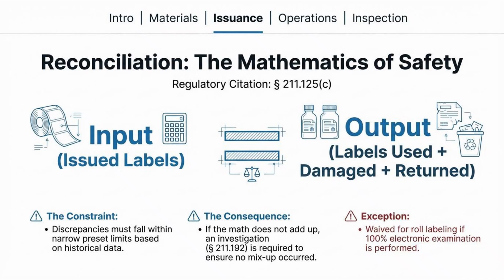Reconciliation compares labels issued to labels used, damaged, or returned. Any unexplained discrepancy must be investigated. This mathematical check confirms that all labels are accounted for and no mix-up occurred.